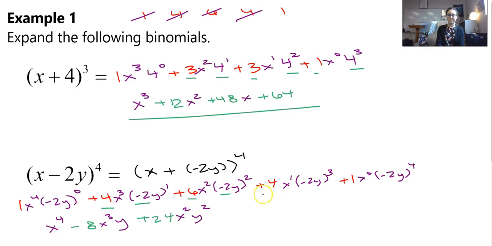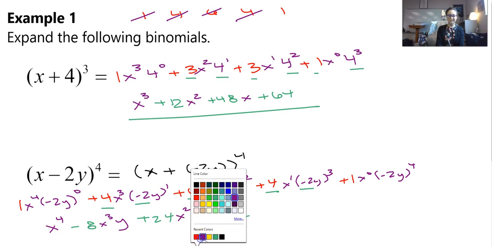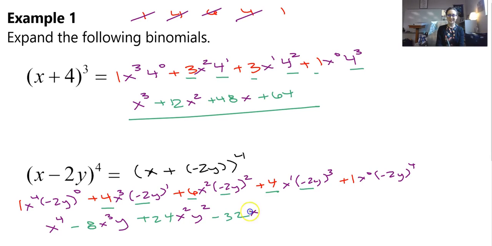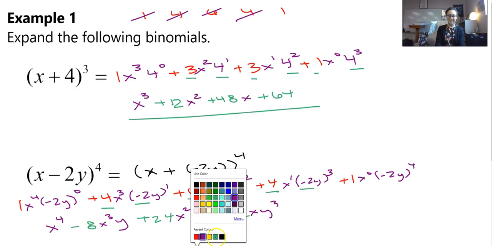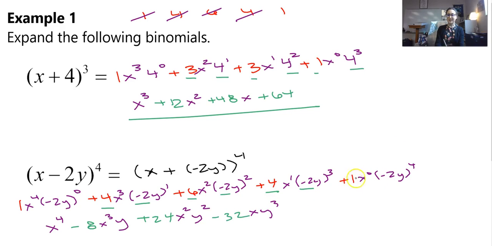All right. Next I've got 4 times negative 2 cubed. Negative 2 cubed is negative 8. Negative 8 times 4 is negative 32. And this is x to the 1st, y cubed. And then my last piece here, this is 1, this is 1, so negative 2 to the 4th is positive 16, but I still have that y to the 4th.